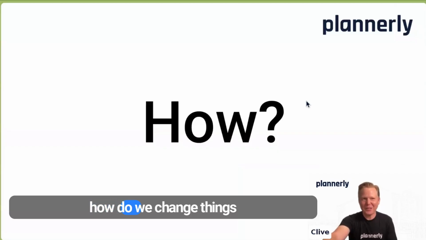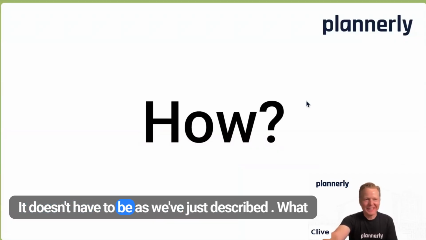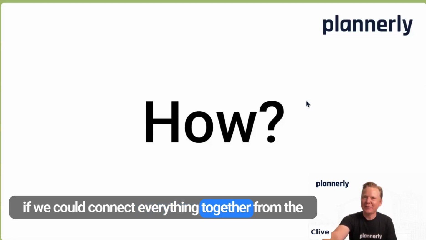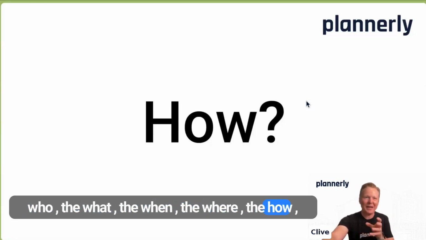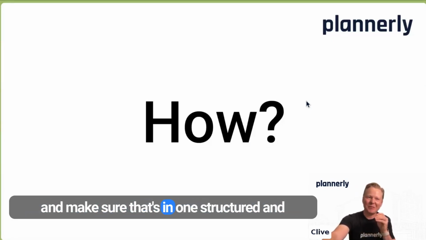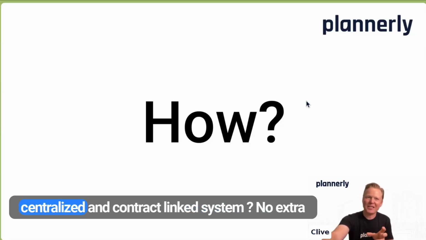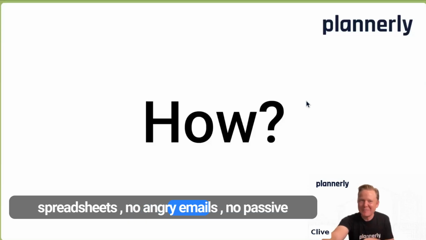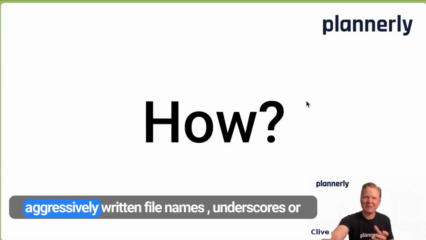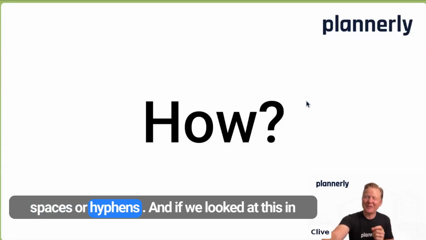So how do we change things? It doesn't have to be as we've just described. What if we could connect everything together, from the who, the what, the when, the where, the how, and make sure that it's in one structured, centralized, and contract-linked system? No extra spreadsheets, no angry emails, no passive-aggressively written file names, underscores or spaces or hyphens.